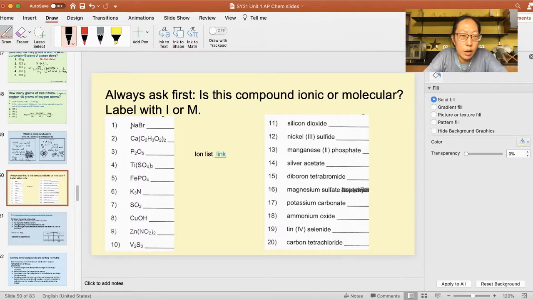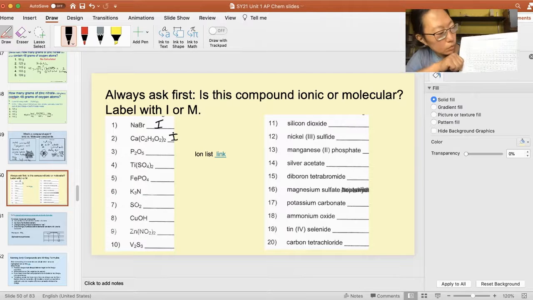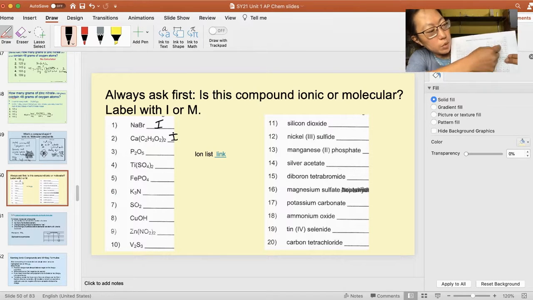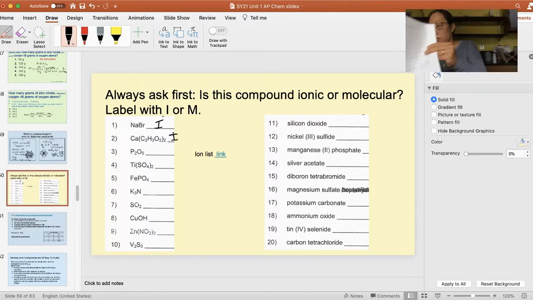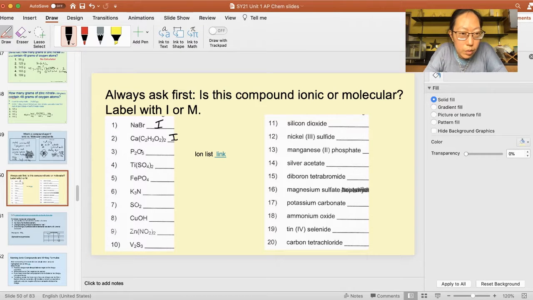So this first one, we have metal, non-metal. This is ionic. Second one, calcium is a metal. This is a polyatomic ion made of nonmetals. This is ionic. Now, just a reminder, here's the periodic table. These are all metals here. But then we have boron, silicon, germanium, arsenic, antimony, tellurium. These are our metalloids. Then we have nonmetals, and hydrogen over here is a nonmetal. The rest are metals. Next one. These two things are nonmetals. This is a molecular compound. Ti, sulfate. This is ionic.